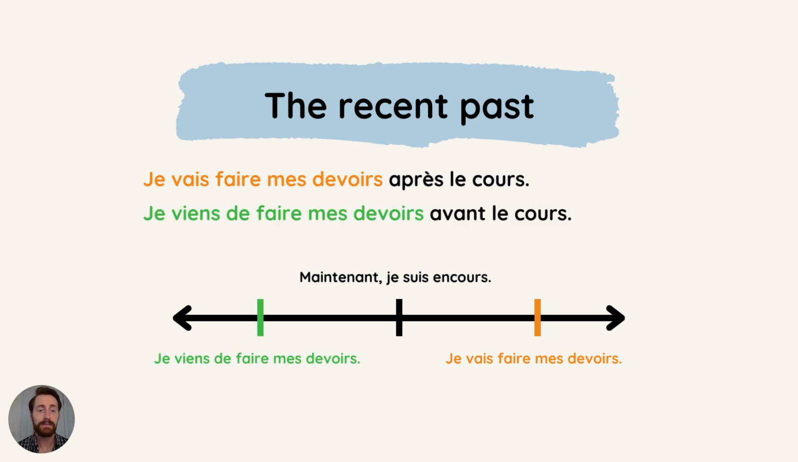Je viens de faire mes devoirs avant le cours. If we use the verb venir de plus the infinitive, it means that we did something right before, or it means we just did something. So here you can see we have the verb aller, which can be associated with things in the future, the verb venir, which can be then associated with things in the recent past.